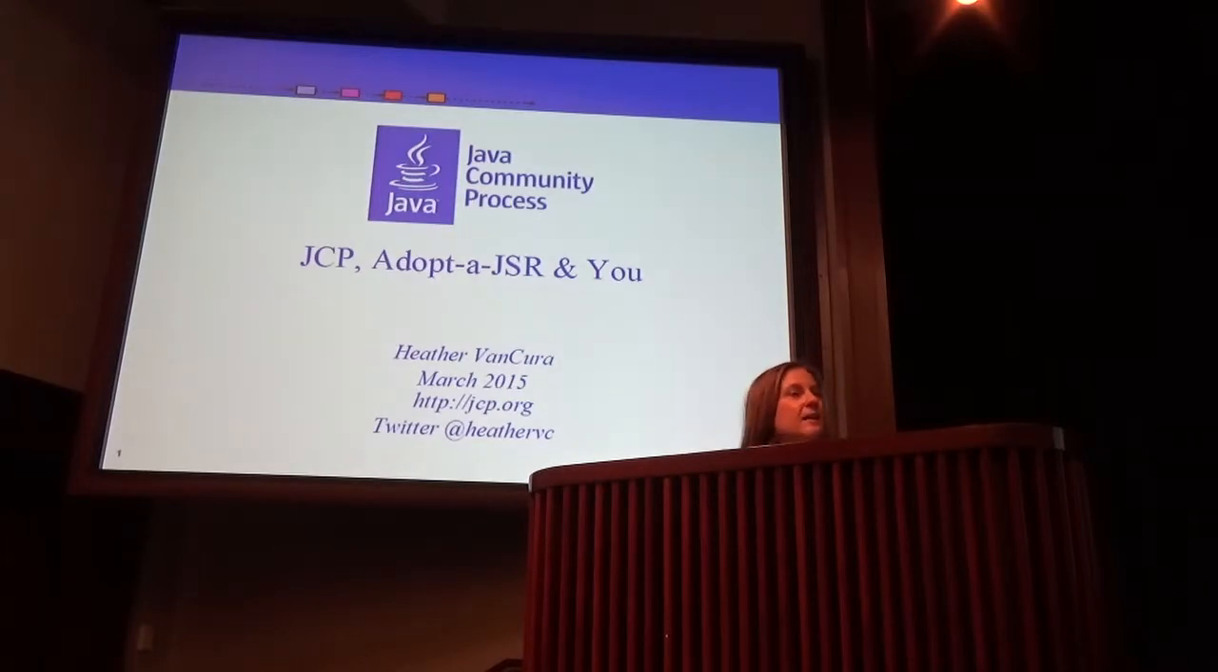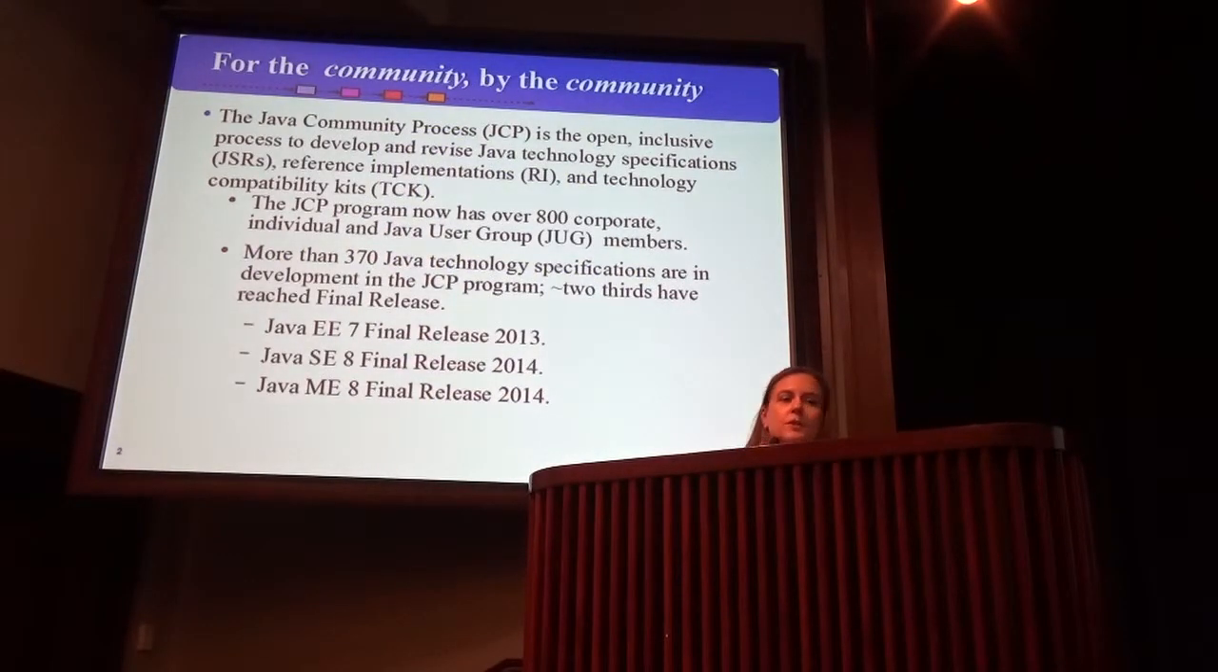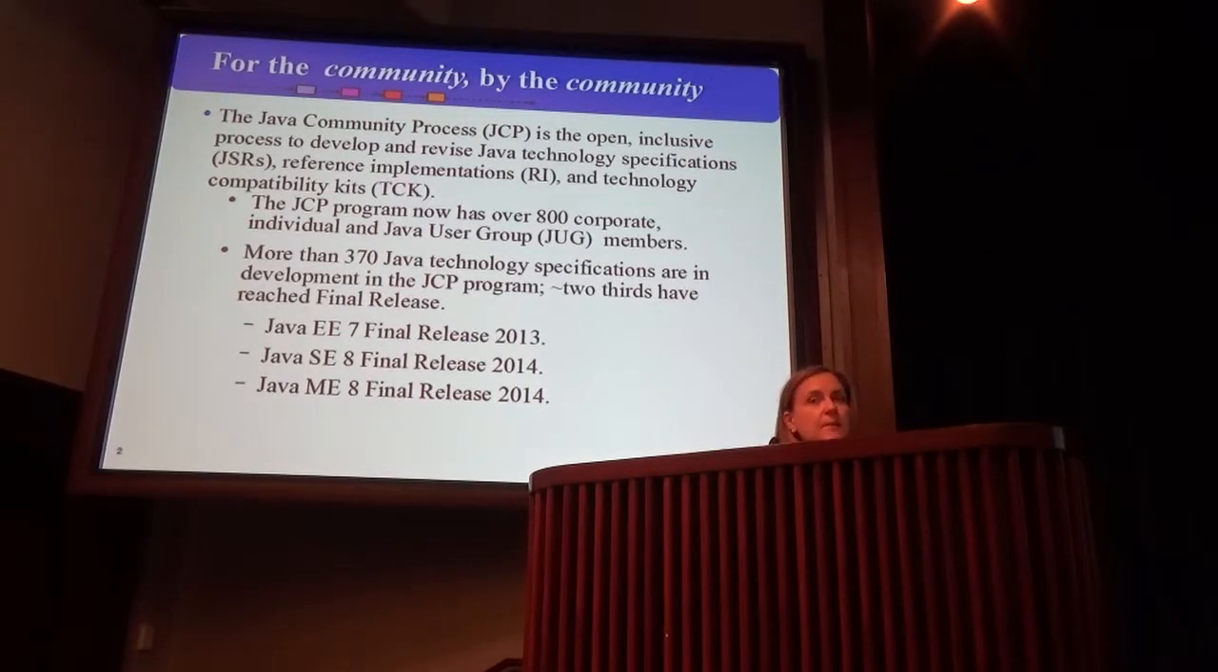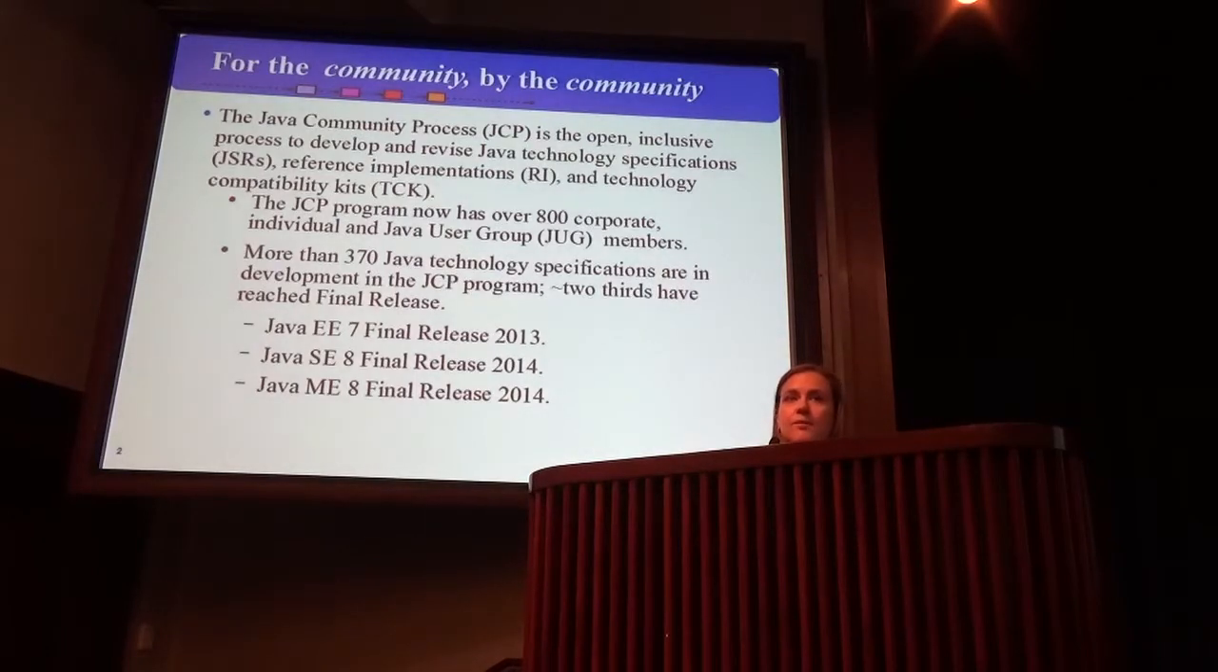So I'll talk first about the JCP a little bit. Since most of you have heard of the JCP, I won't spend too much time on that. And we'll talk a little bit more about Adopt-a-JSR and some of the JSRs that are being developed currently through the JCP. So the JCP is the mechanism for developing Java specifications. It's developed by the community for the community. So with the JCP, we have JSRs, obviously, and every JSR has a reference implementation and also a Technology Compatibility Kit. That's the test suite that you use to test your implementations against the spec to see if you have compatible implementations. So that's what the JCP is all about.